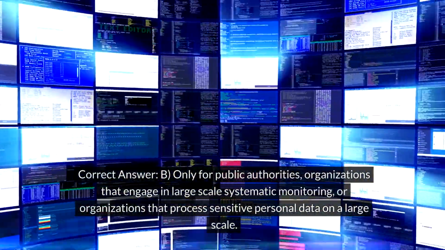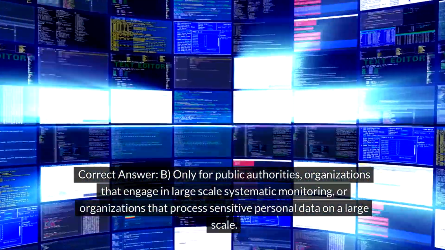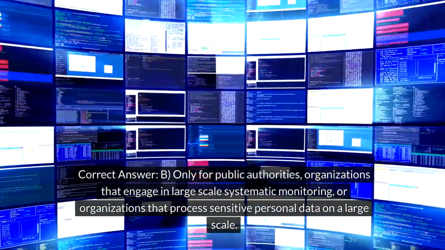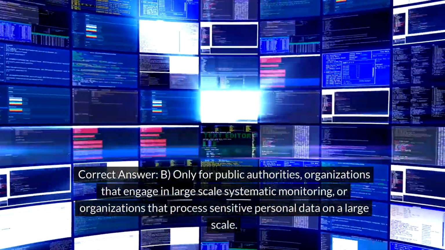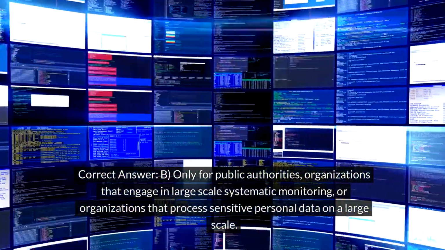Correct answer. B. Only for public authorities, organizations that engage in large-scale systematic monitoring, or organizations that process sensitive personal data on a large scale.